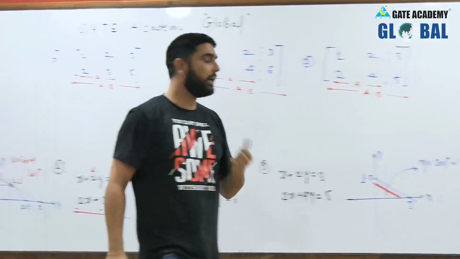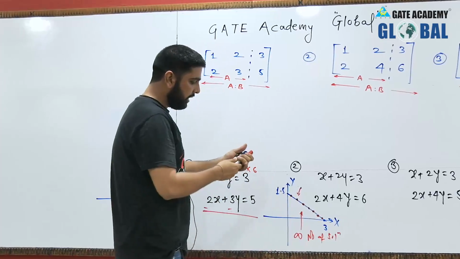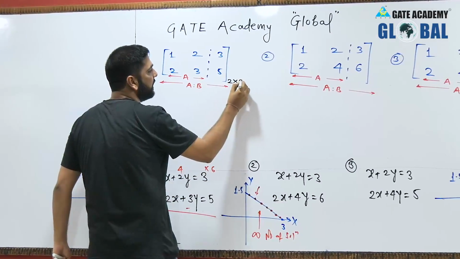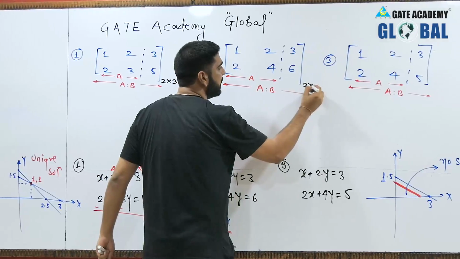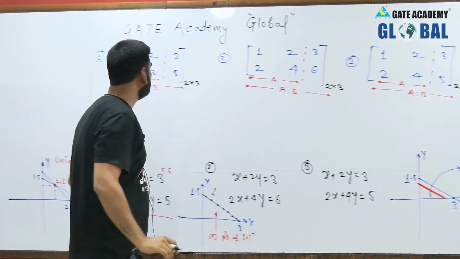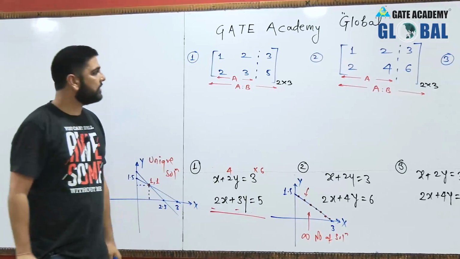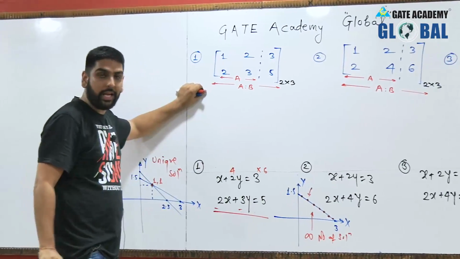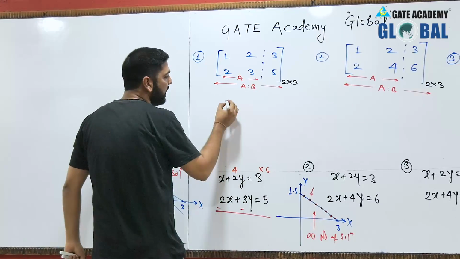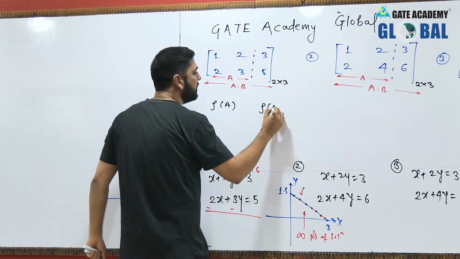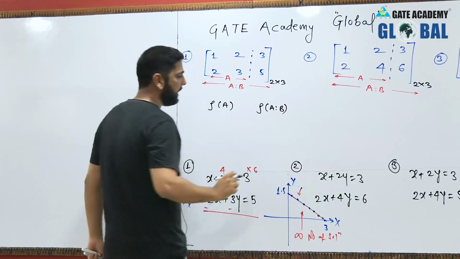That means here we have a matrix of 2 cross 3, right? Here we have the matrix of 2 cross 3, and again we have the matrix of 2 cross 3, right? Okay. Now in the very first matrix, if I want to check the rank of A and the rank of AB combined together, the main concern is the rank of A and the rank of AB.